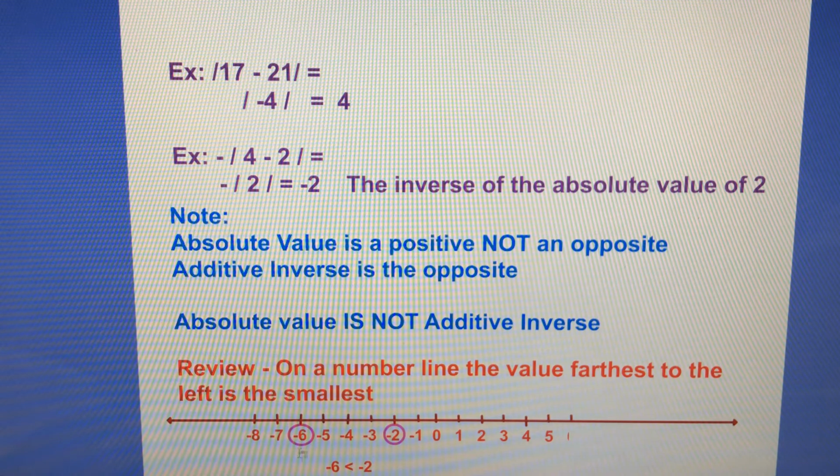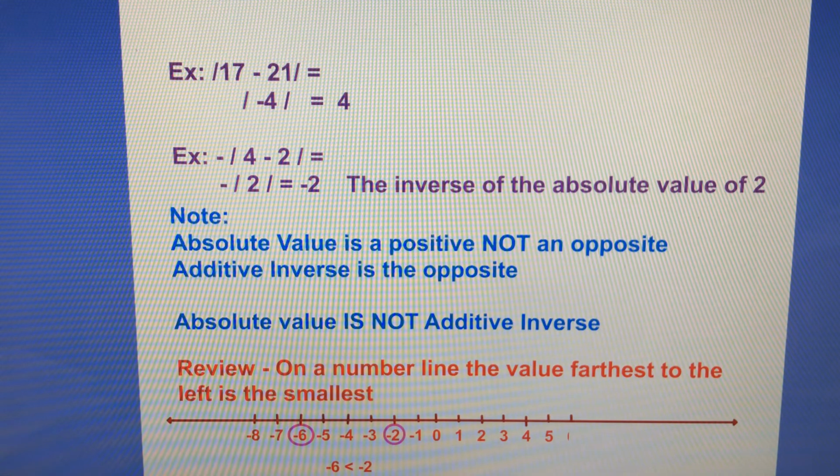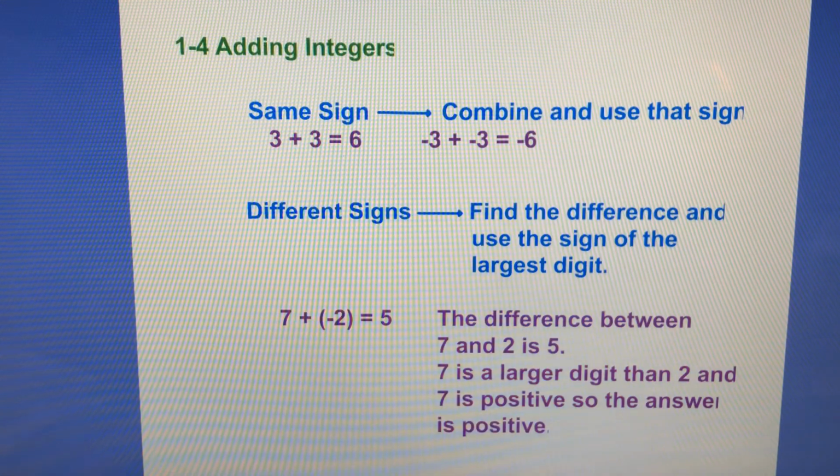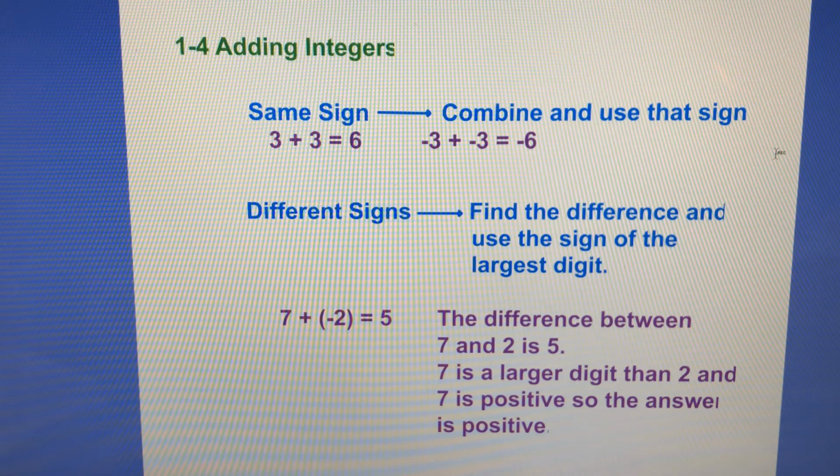Negative 6 is less than negative 2, just in case you forgot that. Let's look at our first operation, adding integers. Lots of rules. There's rules for all of the operations. So let's start with adding.